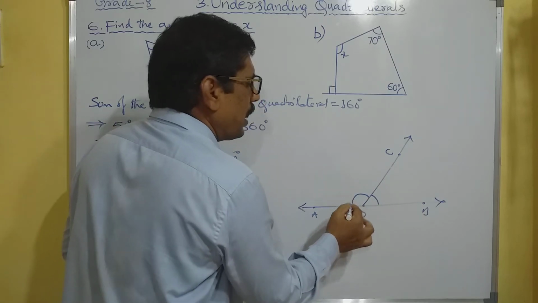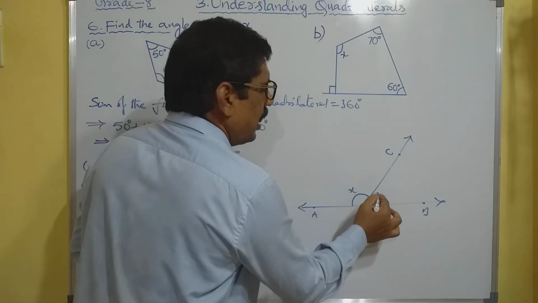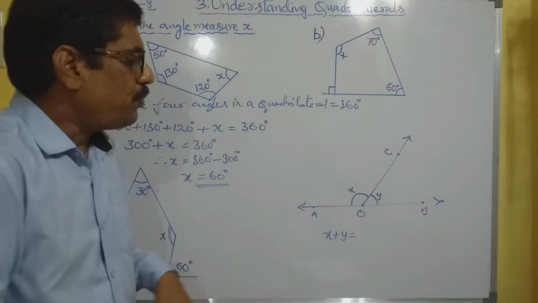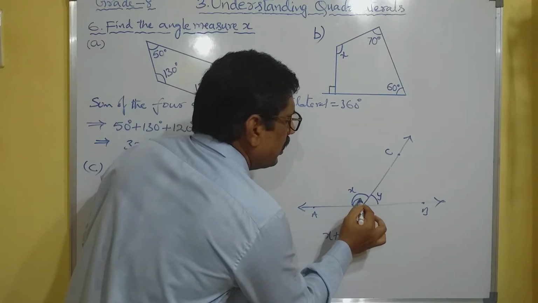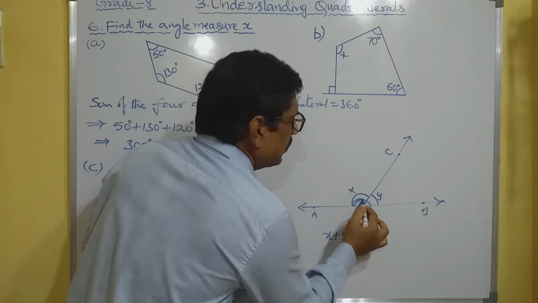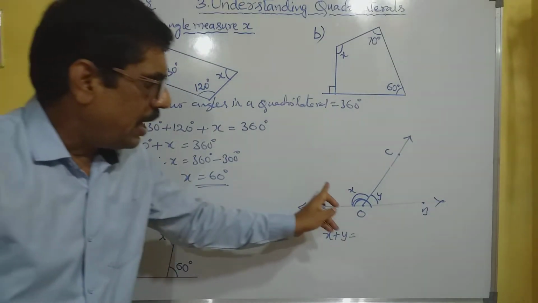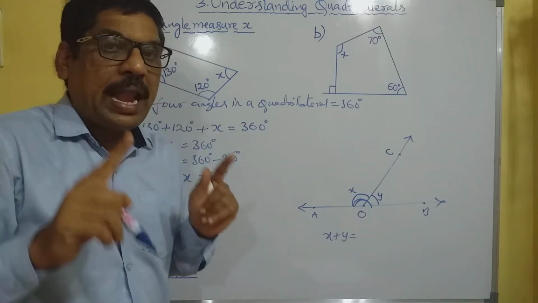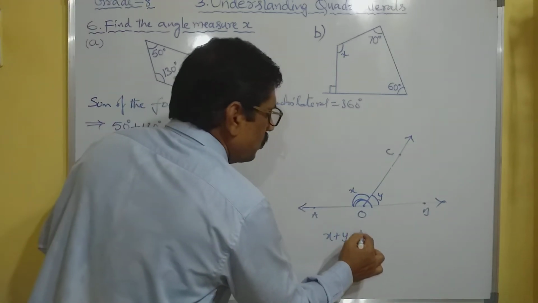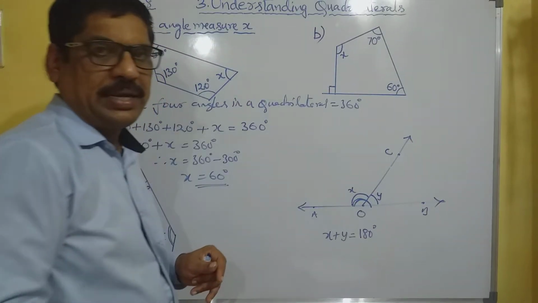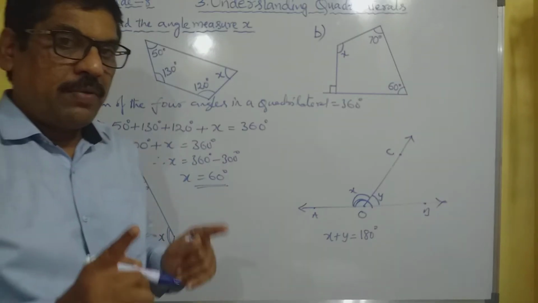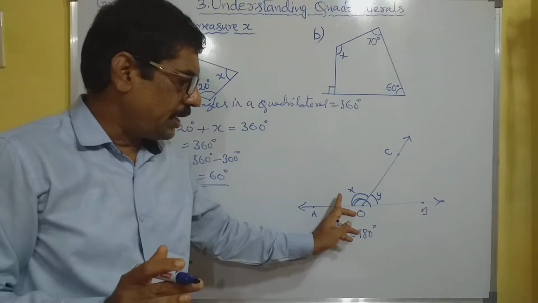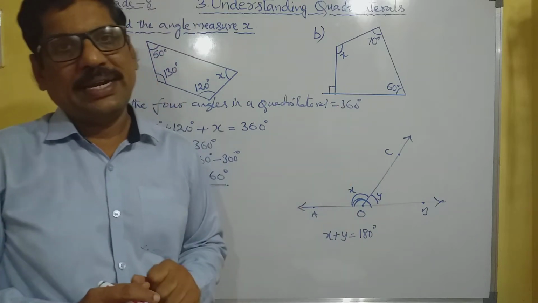What is the sum of these two angles? If you take this angle as x and this angle as y, what is x plus y? If you add these two angles, you will get an angle on a straight line like this. So, the sum of the angles x and y forms an angle on a straight line. We know that an angle on a straight line is 180 degrees. So, x plus y is equal to 180 degrees. Whenever we have adjacent angles on a straight line like this, their sum is 180 degrees.